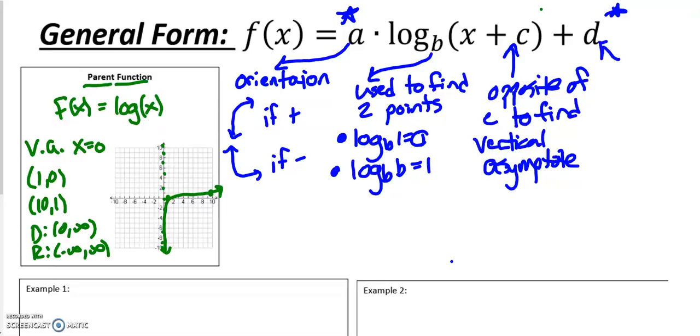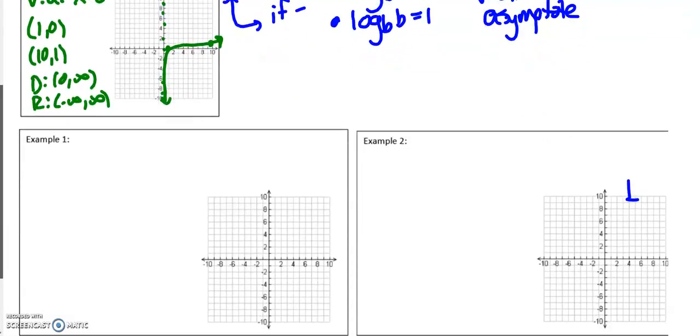And lastly, the d value is the vertical transformation, or vertical shift, up and down. But it doesn't really matter. It'll just get taken care of whenever we do our points. So let's look at a couple examples.